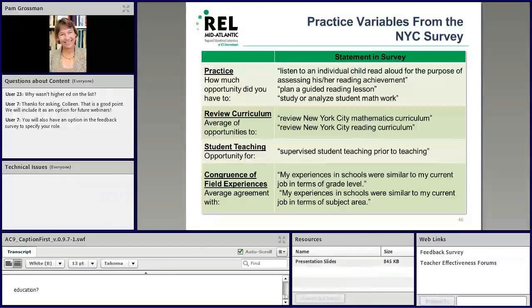We also looked at the extent to which they had opportunities for student teaching. And remember, this was across both traditional and alternative routes. So not everybody across those pathways necessarily had extended student teaching. And then, again, related to this issue of coherence, we looked to the congruence of field experiences. So as you can see here, it's the experiences that were similar in terms of grade level or similar in terms of subject area. So that gives you a feel for some of the survey questions.